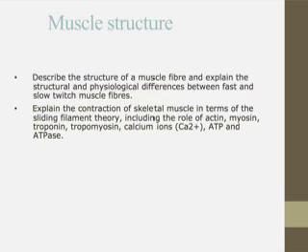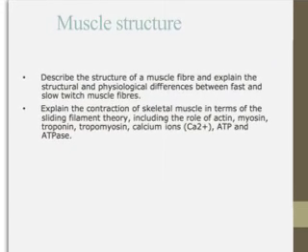This is what the syllabus says they want you to learn. So first of all, describing the structure of a muscle fibre and explaining its structural and physiological differences between fast and slow twitch muscle fibres. To be honest, today we're probably not going to look at this part here. We'll deal with that a little bit later on, and then we'll hopefully get on to this part, explaining the contraction of skeletal muscle in terms of sliding filament theory, which you may have heard of in sport for those of you that do sport. Include the role of actin, myosin, troponin, tropomyosin, calcium ions, ATP and ATPase, all keywords that you're going to need to be able to pick up.